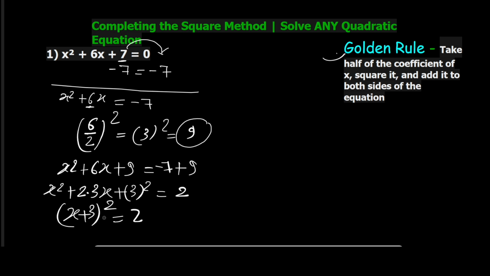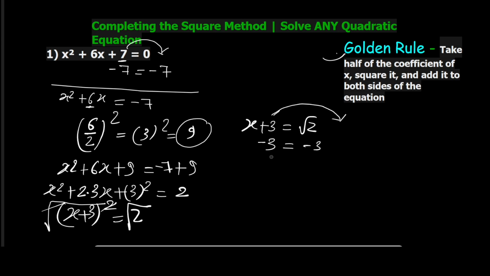So now we have to remove this square. To remove this square, I'm going to take the root of both sides of the equation. So this root and this square will cancel out. So we have x plus 3 equals root 2. To isolate x, we have to undo this 3. I'm going to subtract 3 from both sides of the equation.